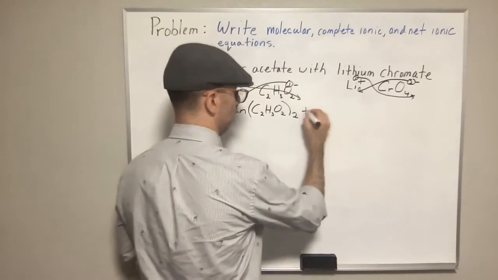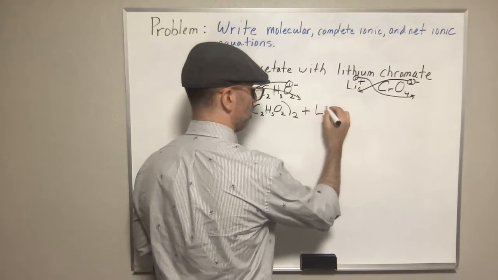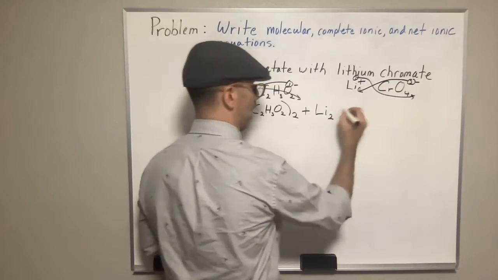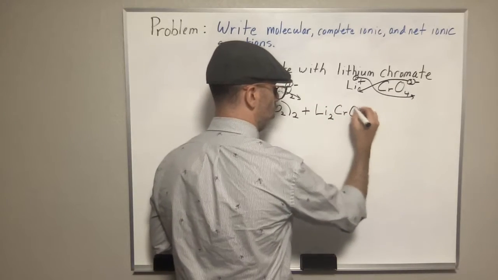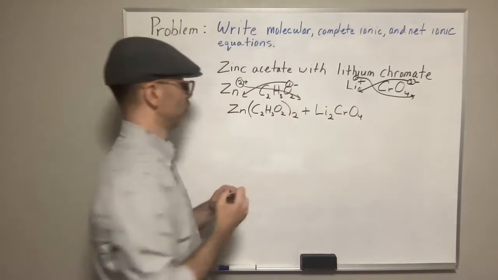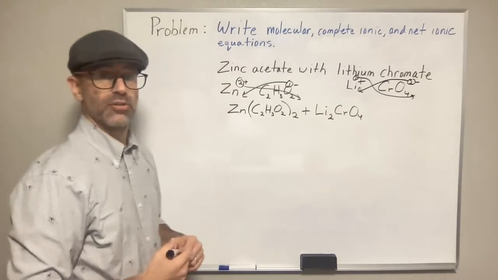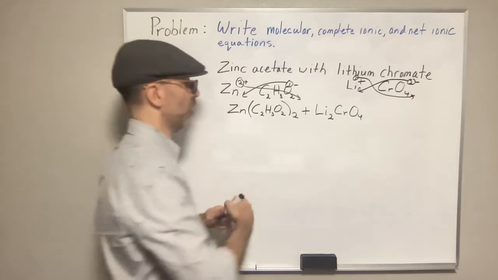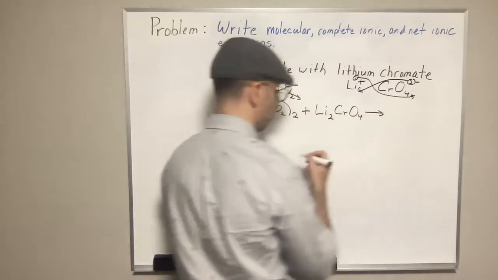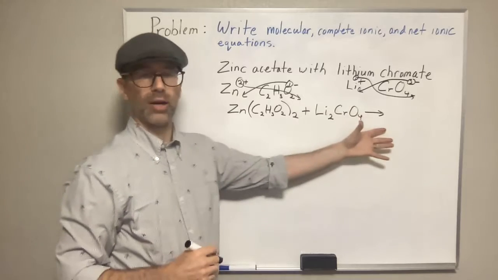So I'll add it here. So I have lithium 2, and then I have my chromate, CrO4. And so there are my 2 reactants. So what about my products? So now I'm going to create the products. How do I figure out what the products are?